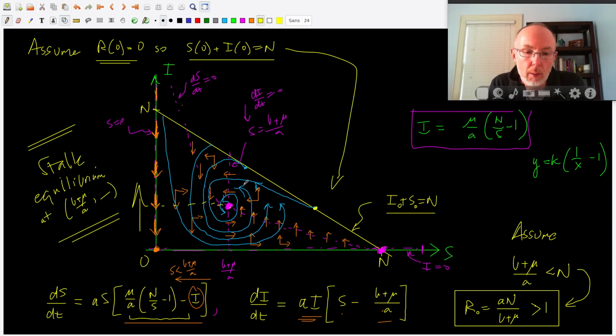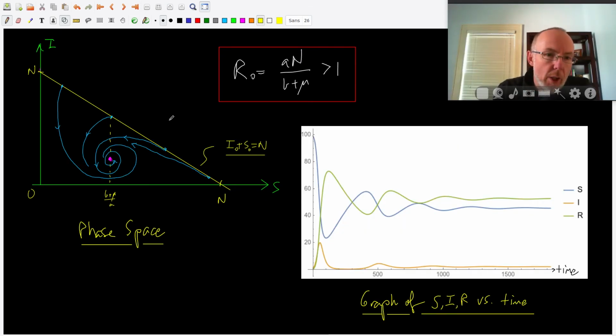Looking at a slightly nicer version of this phase space portrait, you can see here that the oscillations are settling down on a fixed point. And I've graphed it here against time. So we've got time and S, I, R, and you see we start with no infected people. We started this simulation with one infected person, and so almost everyone in the population was susceptible.